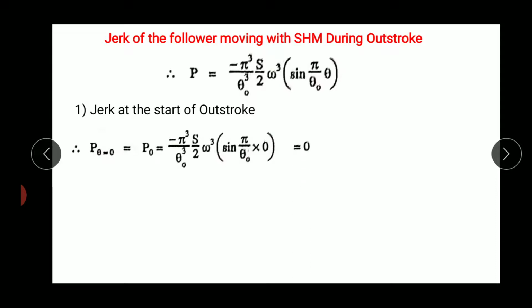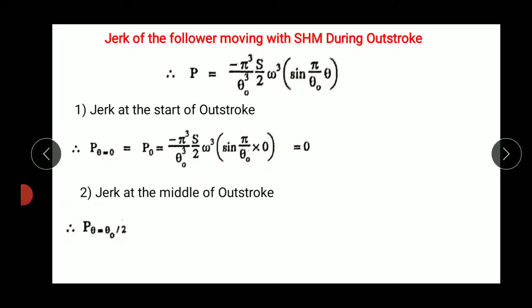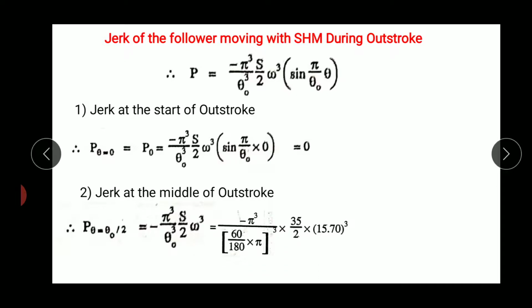At the half of outstroke, theta is theta o by 2. So pi by theta o into theta o by 2. Theta o will get cancelled, and what will remain is sine of pi by 2 here. On the trigonometric part, sine pi by 2 is 1. So only this multiplication factor will remain into 1. So at the middle of outstroke only the multiplying factor will remain. Put all the values, you will get the value.